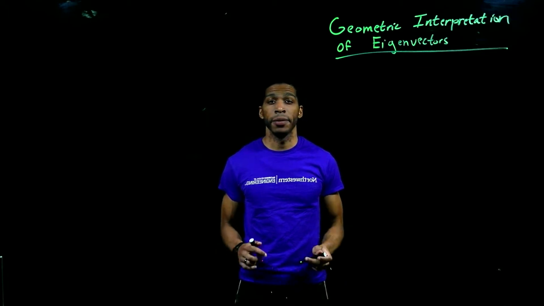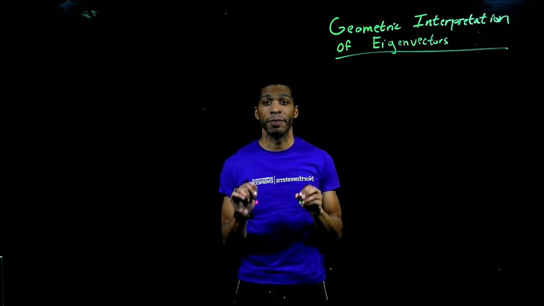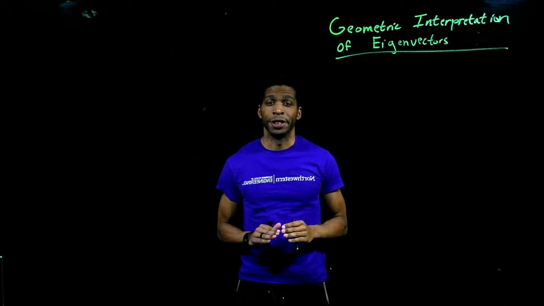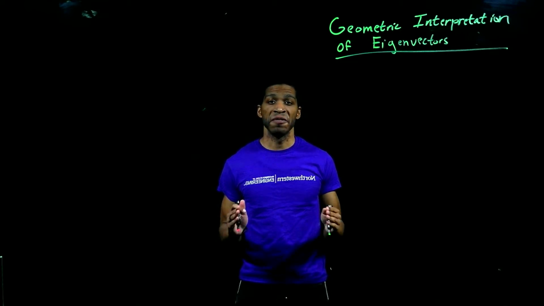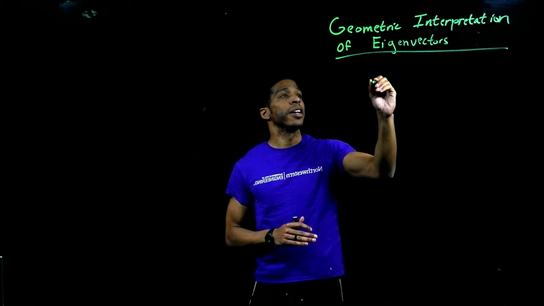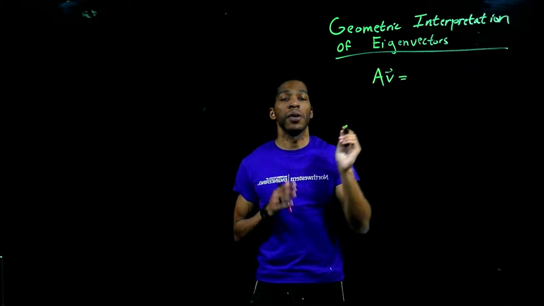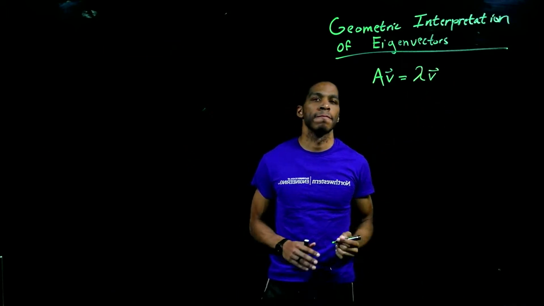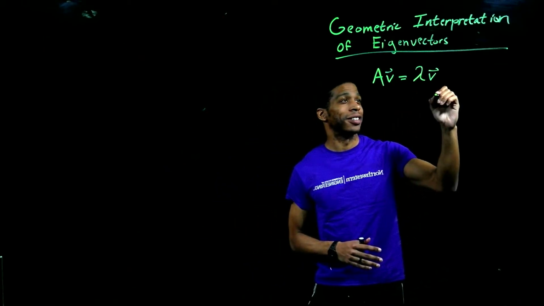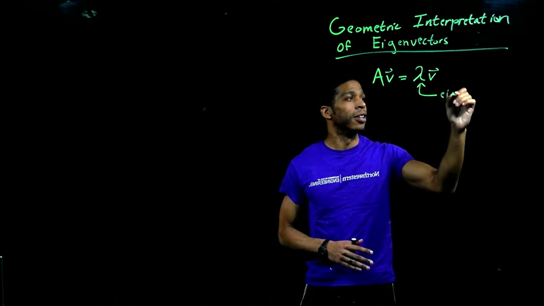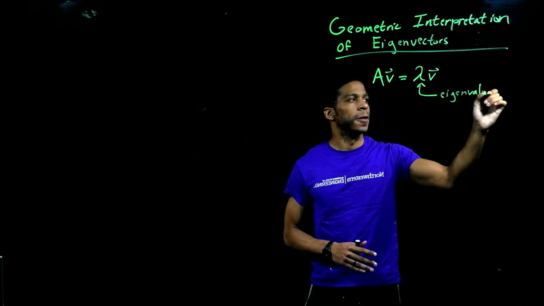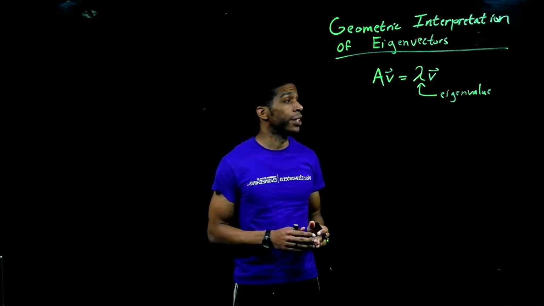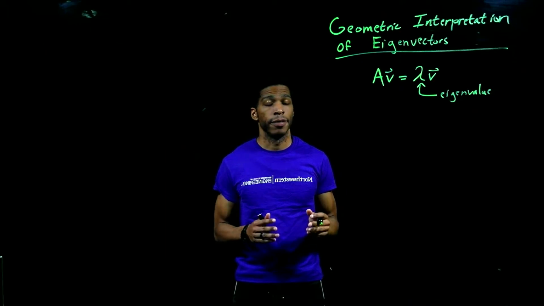Hello. Today we'll be talking about the geometric interpretation of what it means to be an eigenvector. An eigenvector, as you may have learned in class, is a vector V such that when you apply the matrix A to it, all you get back is the scale factor lambda times the vector V. This scale factor is called an eigenvalue. So that's what it means in an algebraic sense to be an eigenvector.